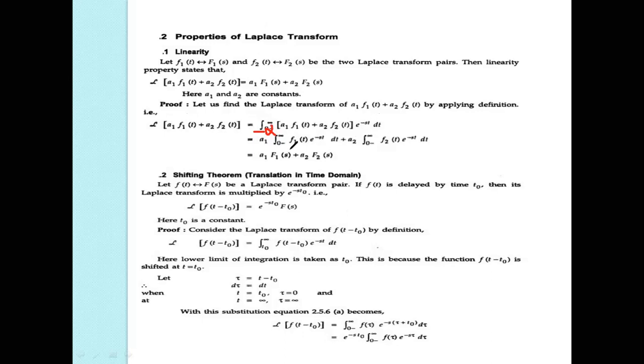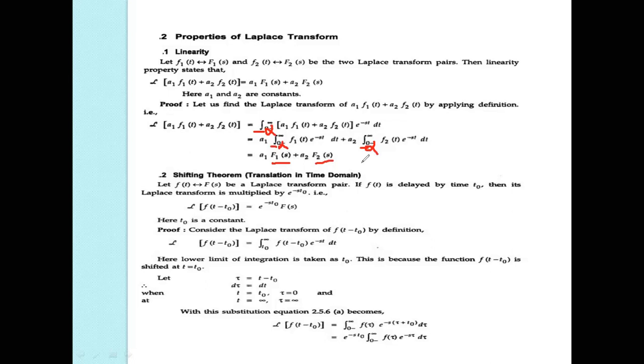Split the two parts. a1 integral, it is minus infinity to infinity, f1 of t e power minus st dt, which is also the definition of the Laplace transformation. Since it is the signal f1 of t, you can write it in frequency as F1 of s. The second term also F2 of s. Got it? The linearity property.